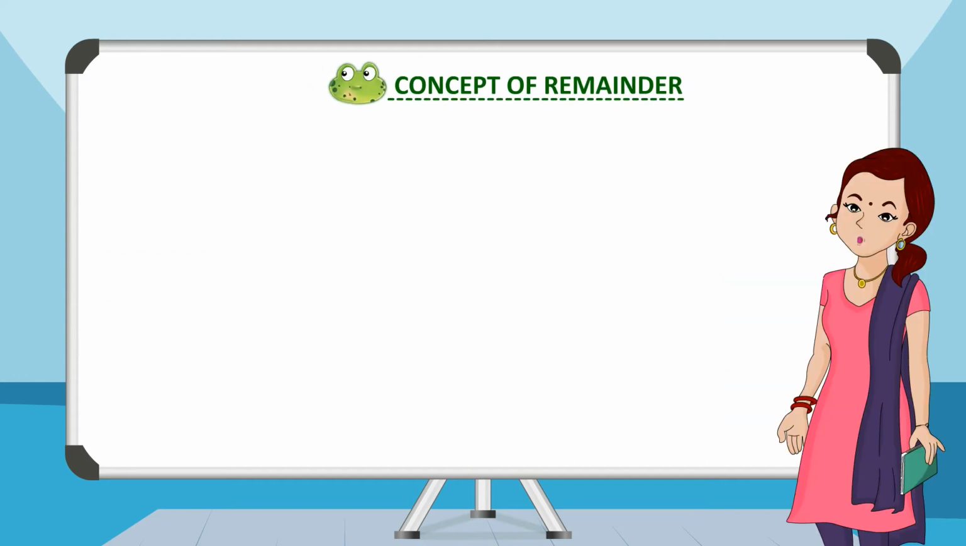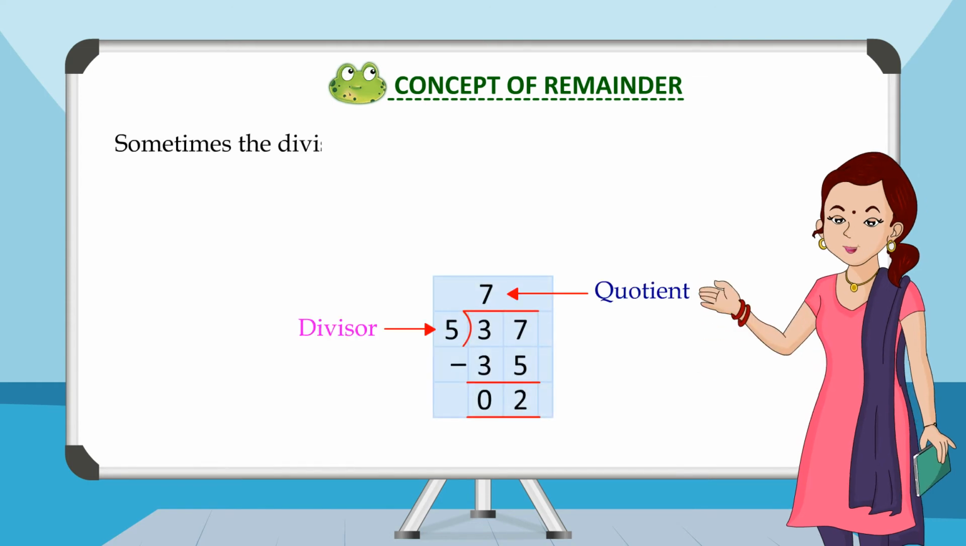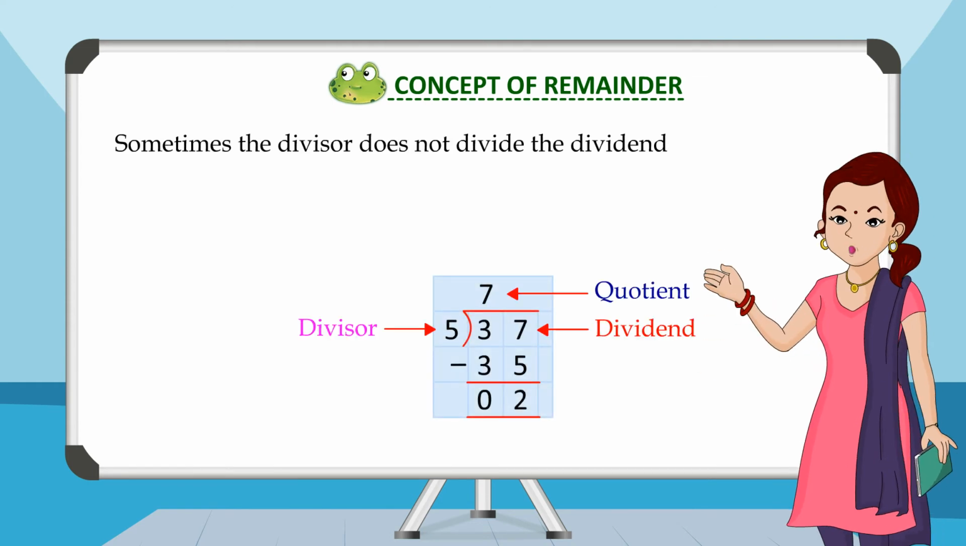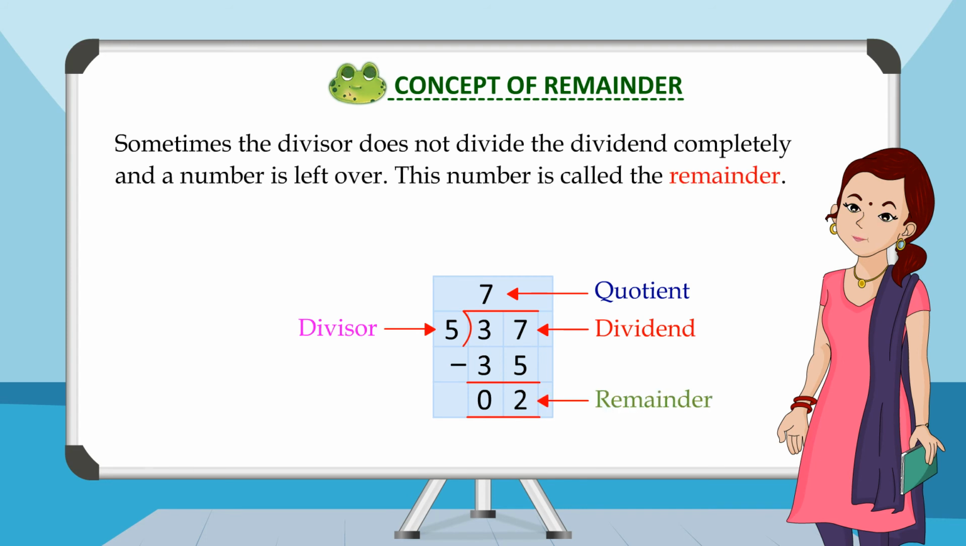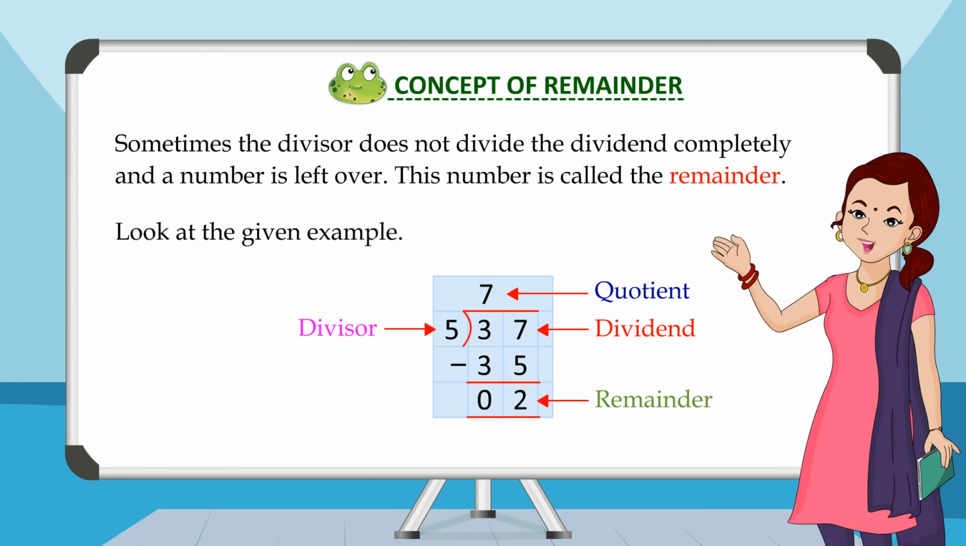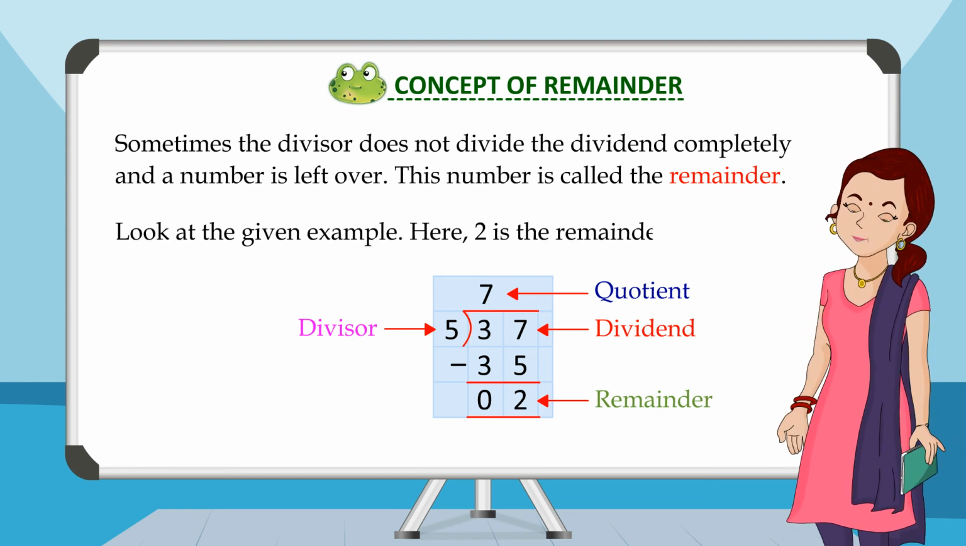Concept of remainder. Sometimes the divisor does not divide the dividend completely and a number is left over. The number is called the remainder. Look at the given example. Here, 2 is the remainder.